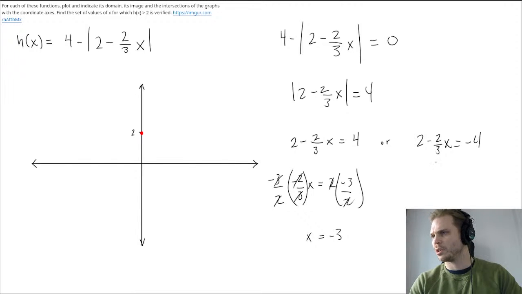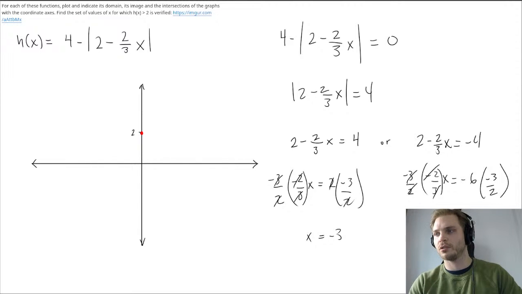Similarly, we can do the same procedure here. So minus 2, we'll get negative 2/3 x equals negative 6. Multiply both sides by negative 3/2, and then we cancel, cancel, cancel. X equals, so this is going to become positive, 2 cancels there, and we have 9. So x equals negative 3 or 9.